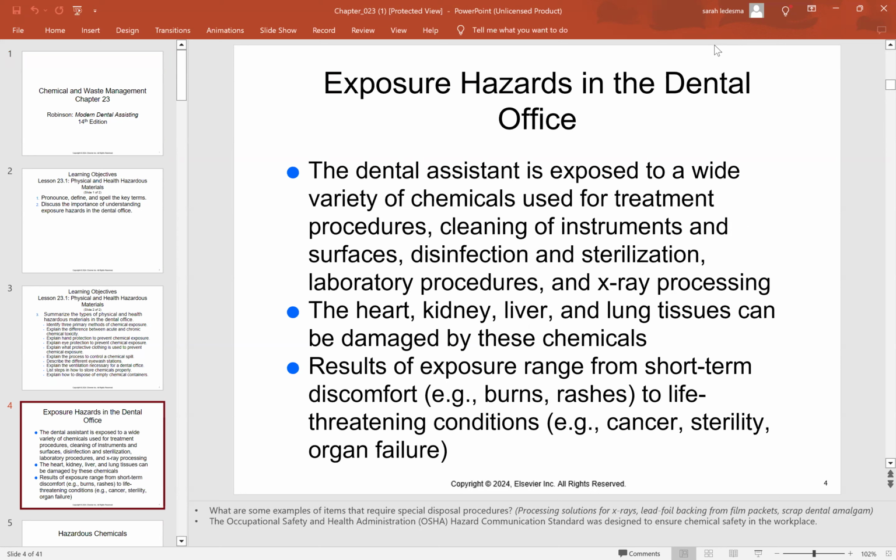As a dental assistant, we're exposed to a wide variety of chemicals that are used for procedures, cleaning our instruments, disinfecting and sterilization. We use chemicals in the lab and also with x-ray processing. So when we're using these chemicals, we're putting our heart, kidney, liver, and lung at risk. Results of exposure range from short-term discomfort, like burns and rashes, to life-threatening conditions, including cancer and organ failure.